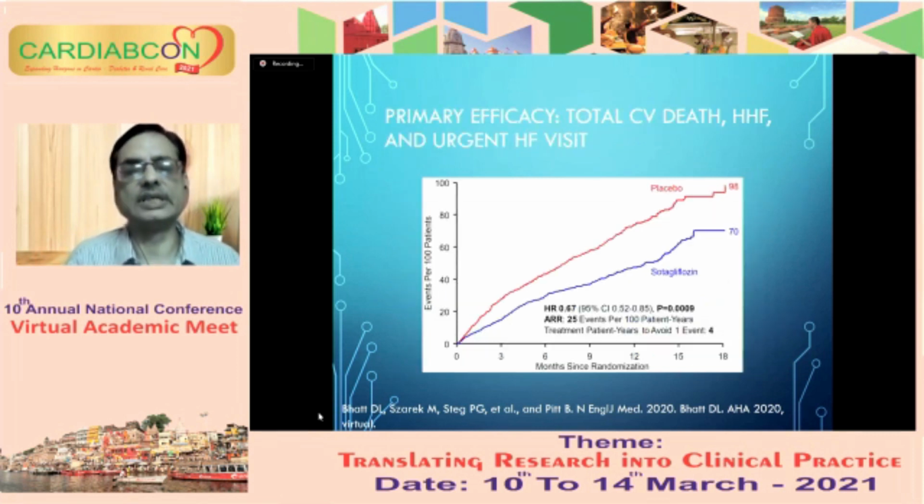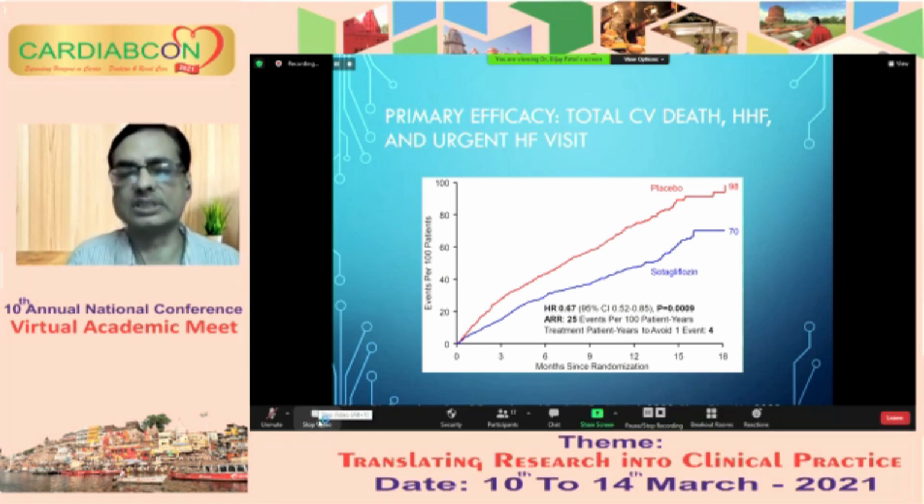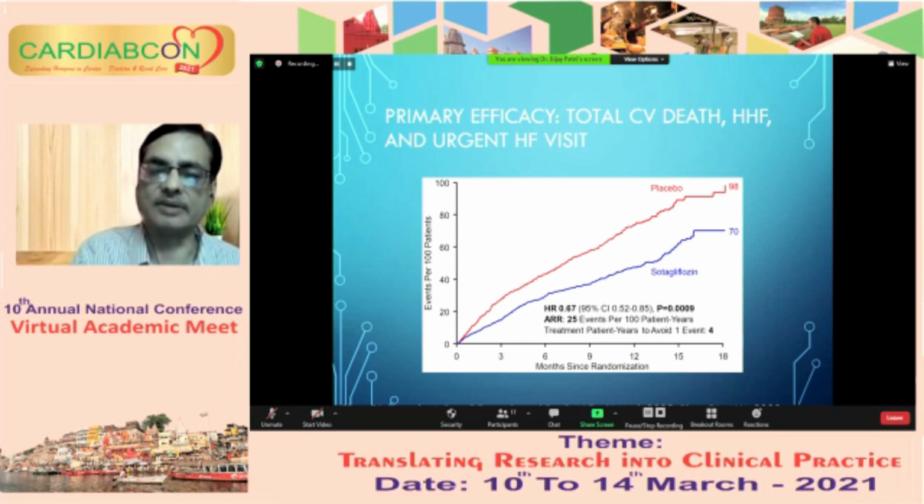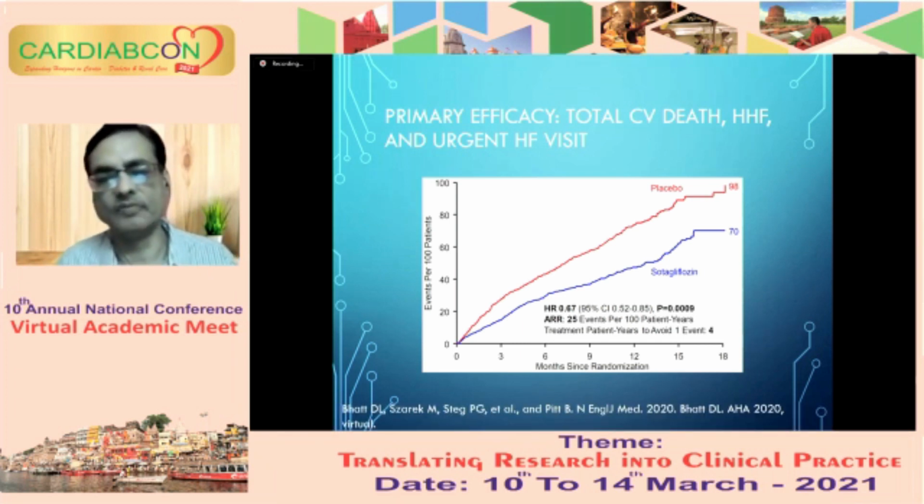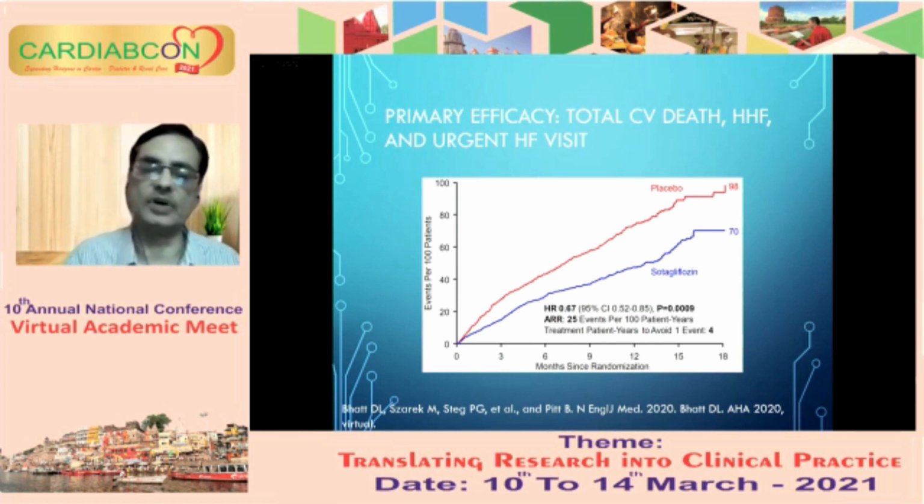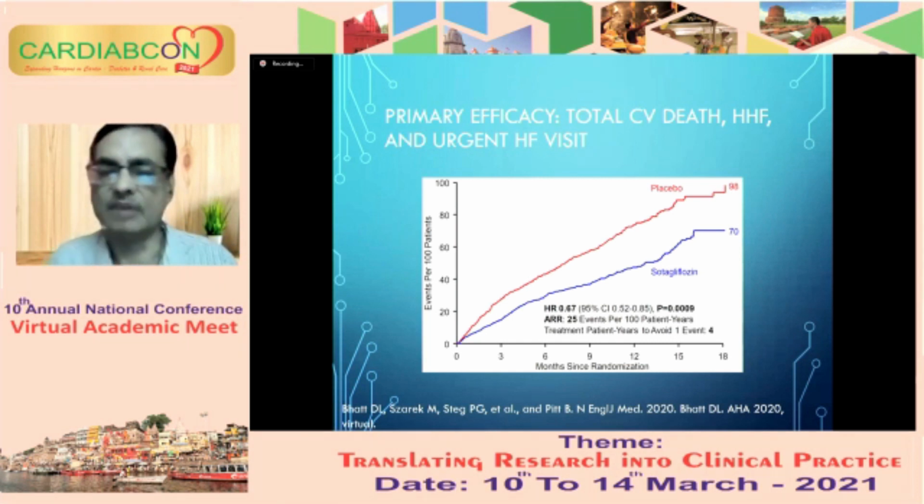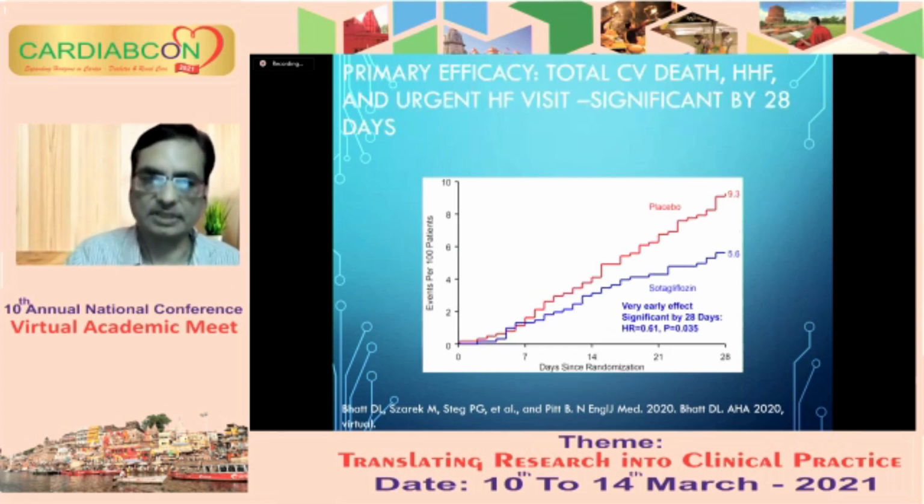If you see the results, the primary efficacy endpoint, which was total CV death and hospitalization for heart failure and urgent heart failure visit, showed statistical significance. The relative risk reduction was about 33%, and that was huge. You see a study of such a short duration giving such a great impact. Obviously, it has to be verified with a larger trial, which should be going on. But definitely this itself gives an idea about how efficacious it was, particularly in these three modalities: total CV death, hospitalization for heart failure, and urgent heart failure visit.